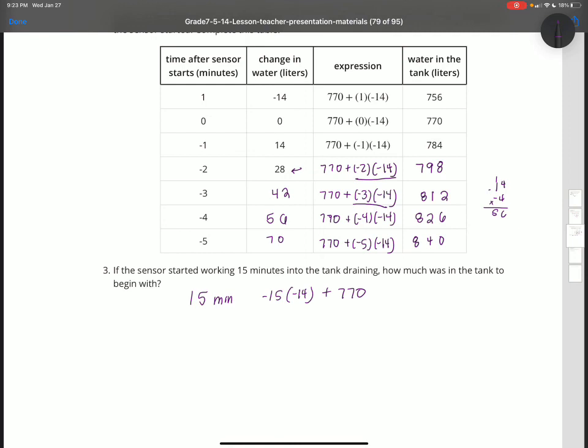Okay. So multiplying two negatives is the same as multiplying two positives. So I can multiply like this. If you wanted to keep the negative symbols, it doesn't matter. Okay. I'm just doing my math. Add that together, and it's going to be 210. And what you want to do is add that 770 plus 210. And when you do that, it's going to give you 980 liters, okay?